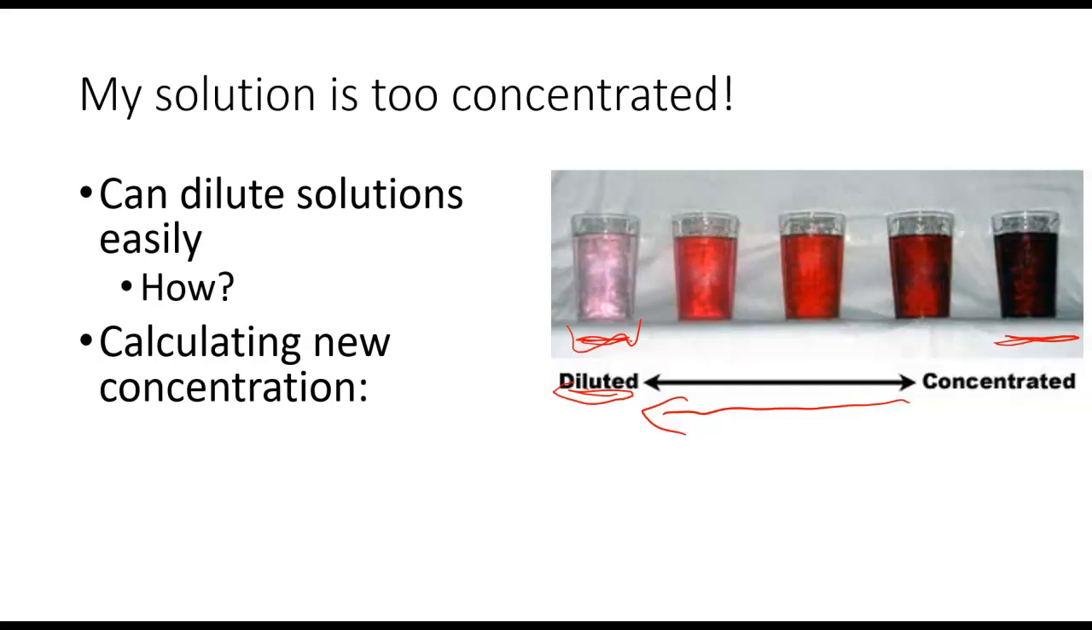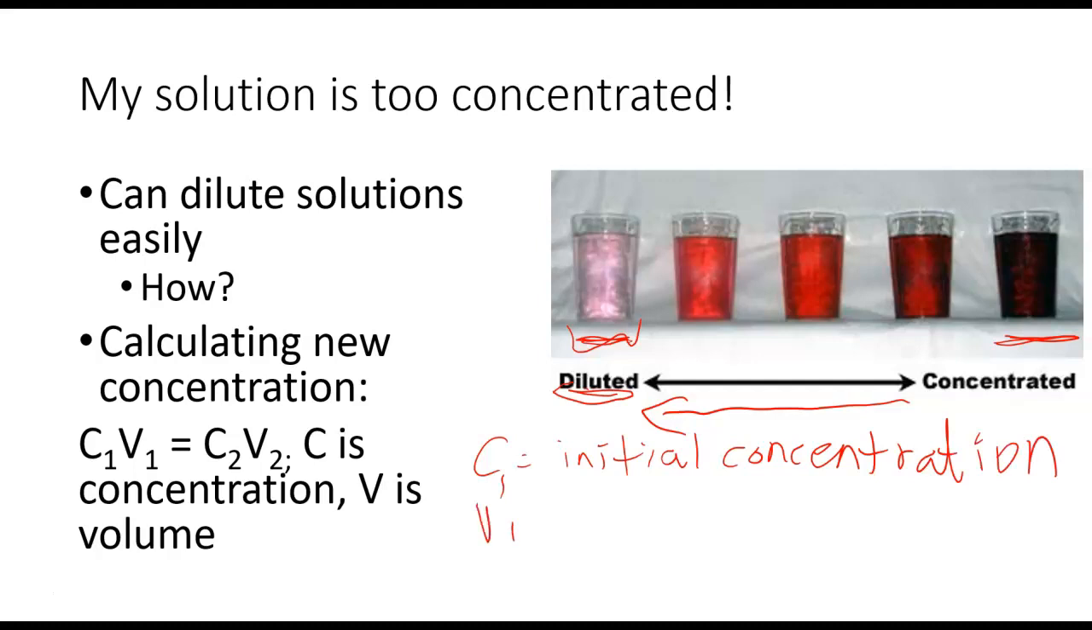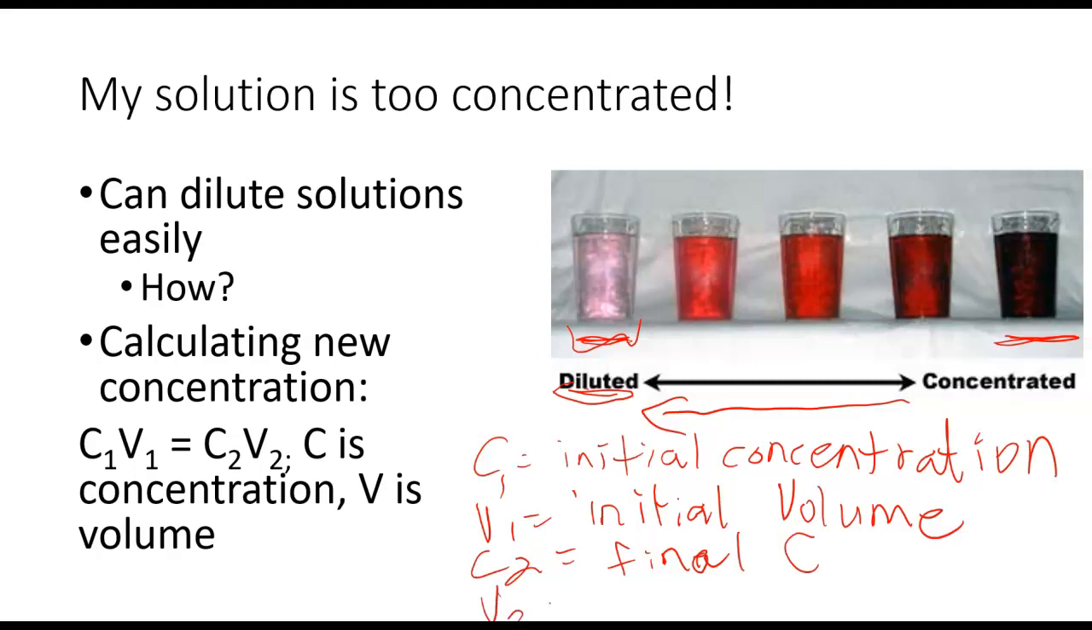So when we are calculating the new concentration, we can use a fairly simple equation. That is C1V1 equals C2V2. C is concentration, V is volume. C1 is our initial concentration, so our starting concentration, and V1 is our initial volume. C2 is our final concentration, and V2 is our final volume.